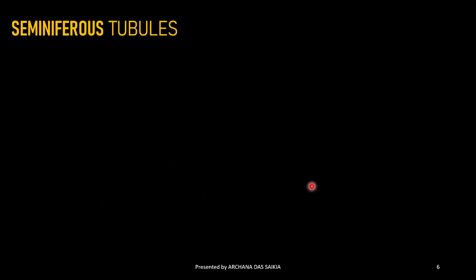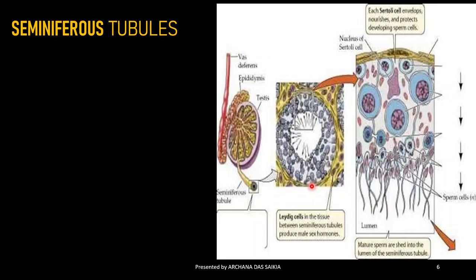Then the seminiferous tubule. Now where is the seminiferous tubule located? So this is the testis, the testicular lobule. Inside each of them is located the seminiferous tubule. This is the internal structure of a testicular lobule. Each testicular lobule will have 1 to 3 seminiferous tubules. This is the seminiferous tubule.